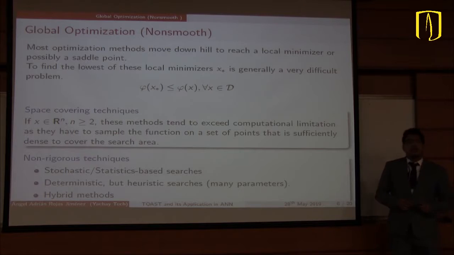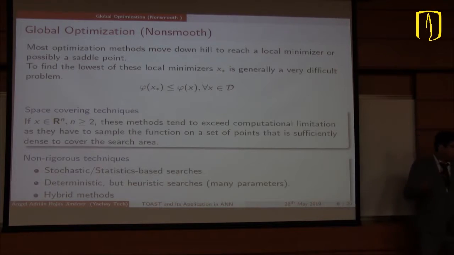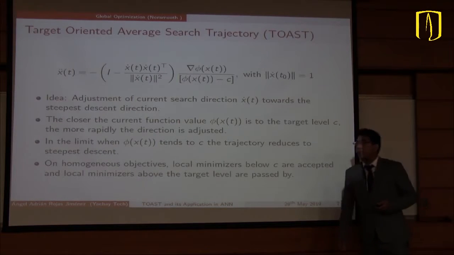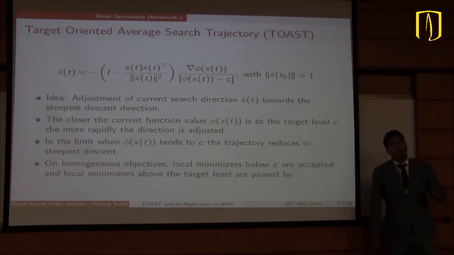But heuristic is called because they depend on some parameters that the user selects, and some hybrid methods. It is remarkable that we are in this section. So our method is deterministic, but with two heuristic parameters. Okay. So this is our way to calculate the search trajectory.